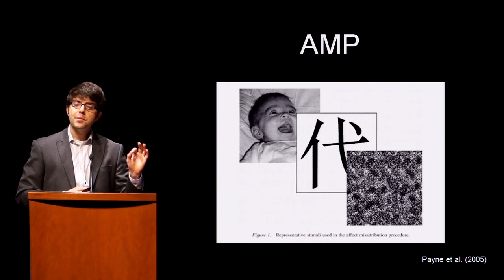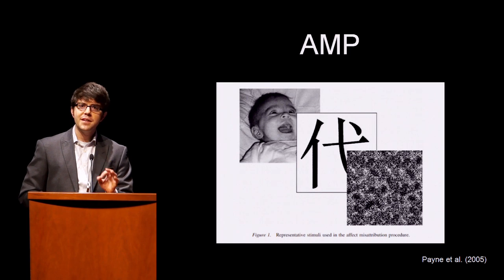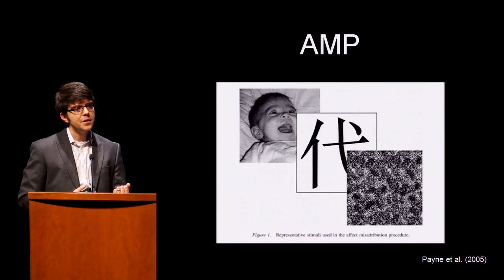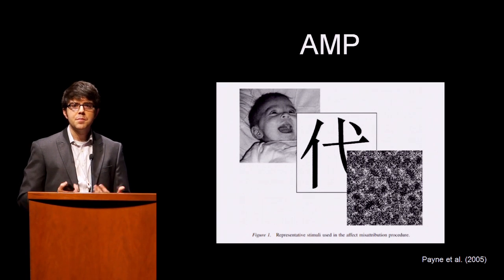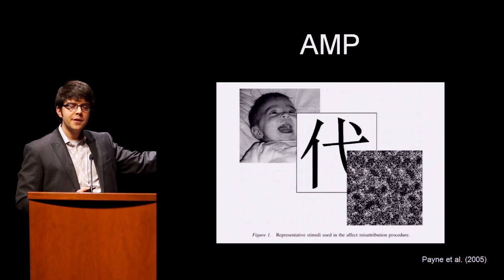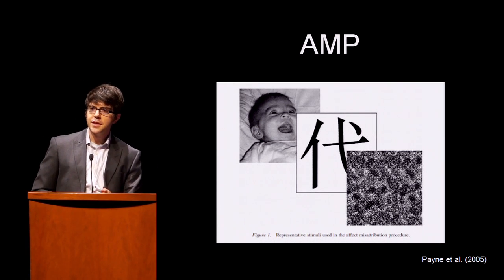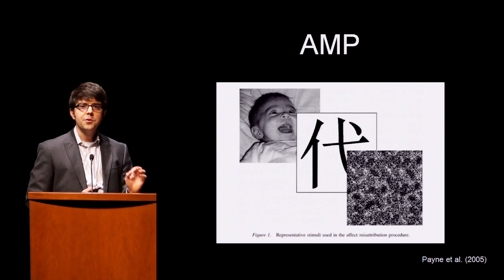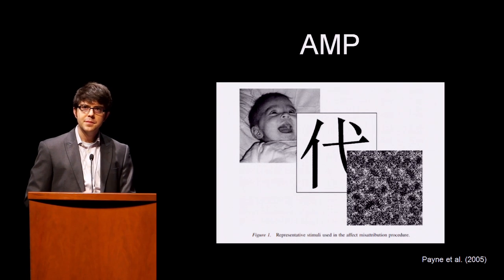And what happens, and people are told to judge, is the symbol pleasant or unpleasant, and to avoid being influenced by the initial prime image. Now, what happens is a process called affect misattribution. People mistakenly confuse their affective reaction towards the laughing baby for their reaction to the target pictograph. So if you have a positive reaction to the baby, you're going to judge the pictograph as pleasant.